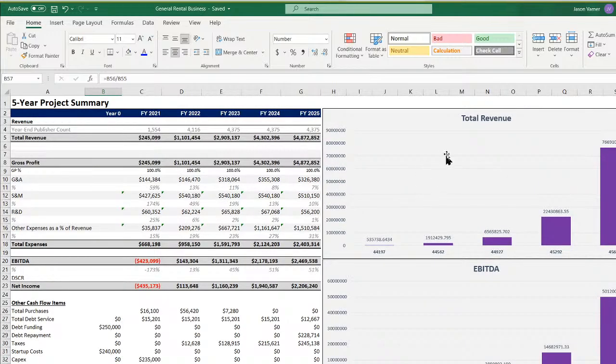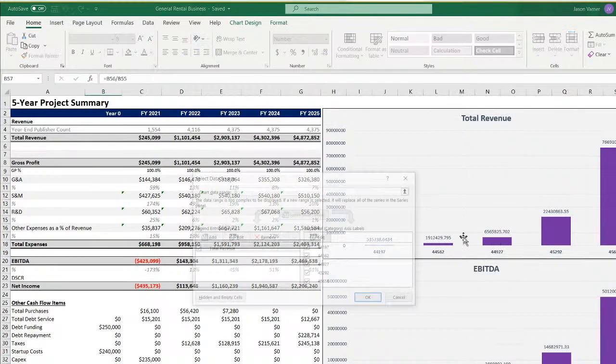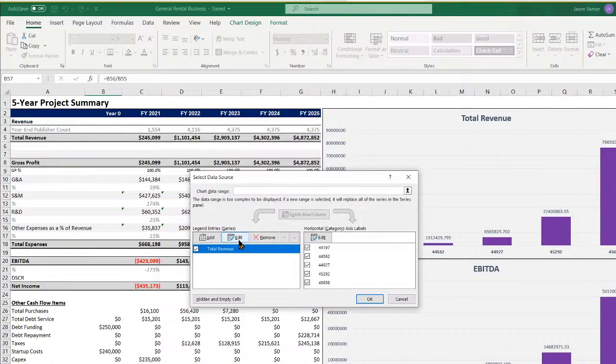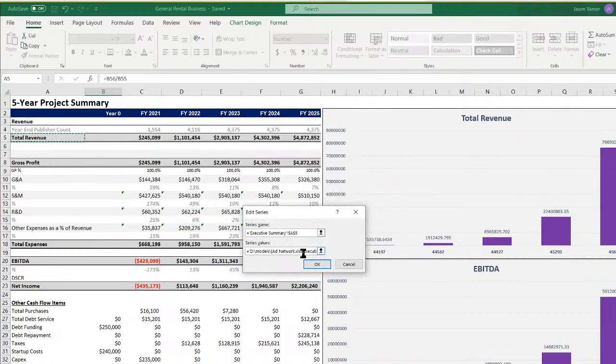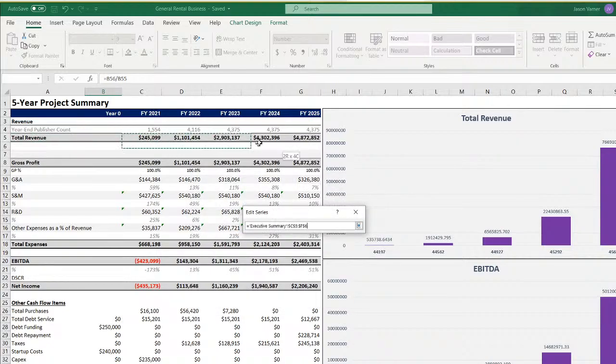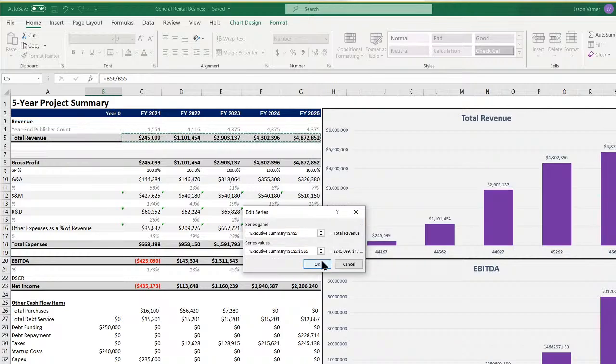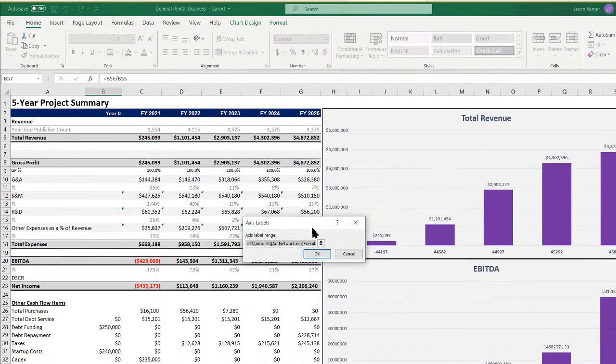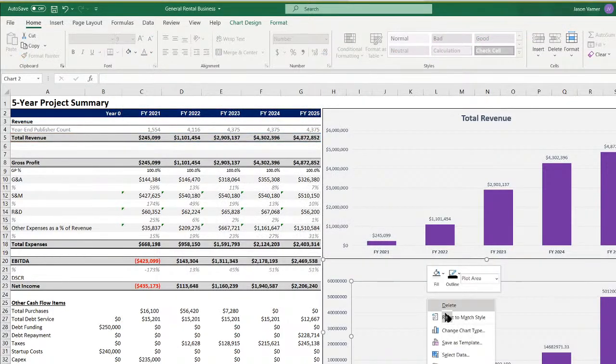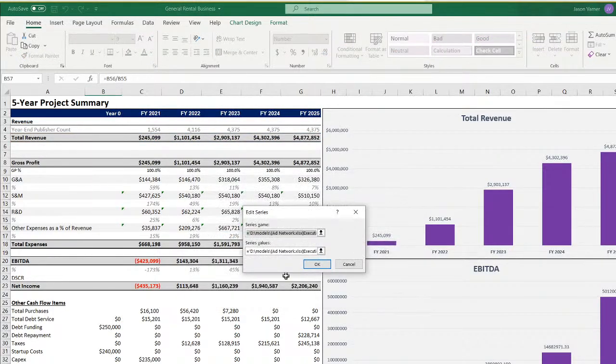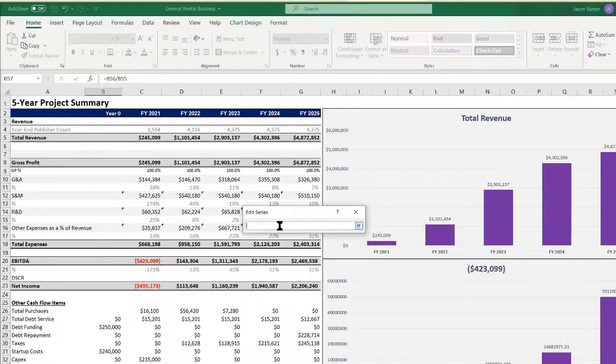Okay, distributions executive summary. So we did that. We didn't need to update this. So total revenue is obviously the top line here, by year. EBITDA. And actually, I don't know if I should do net income.